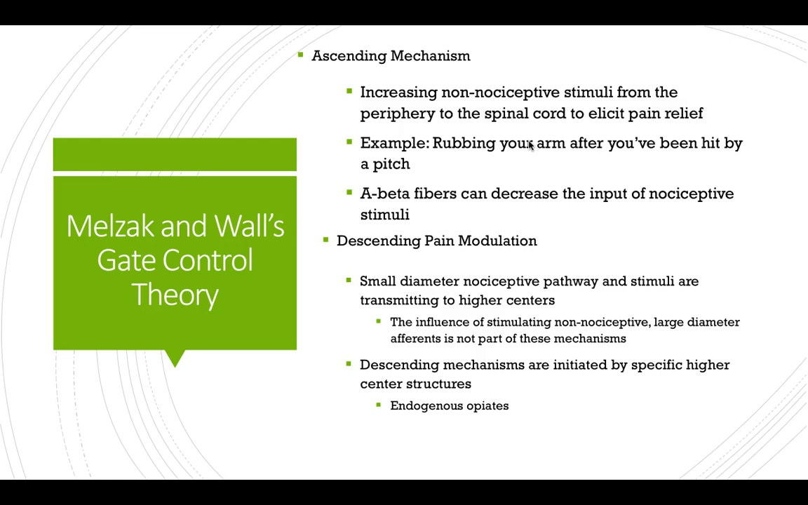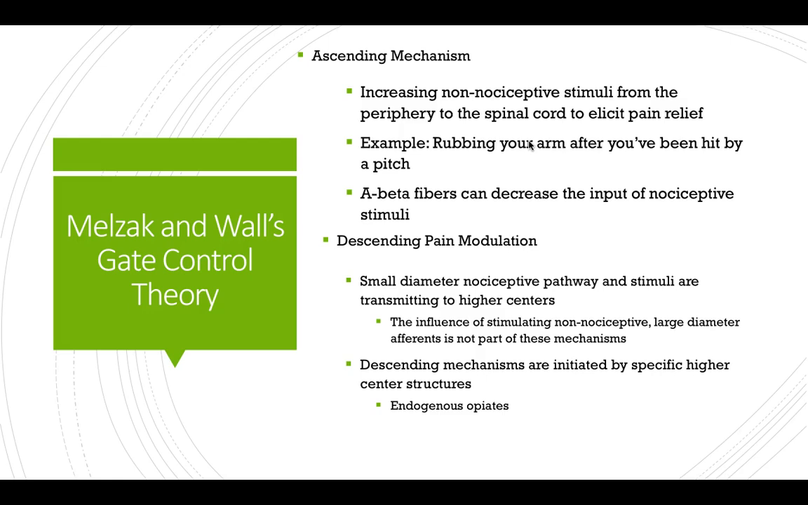Melzak and Wall's theory. When you nail your elbow, okay, so in this case you've been hit by a pitch, right? Or you hit your funny bone. Your immediate instinct is to go put your hand on it and rub. You are stimulating A beta fibers and sending that signal up to the gate, and that is what you process up in your brain over the pain. So it seems like a silly thing, but it can actually make us feel better.